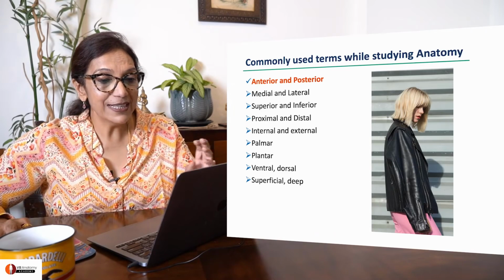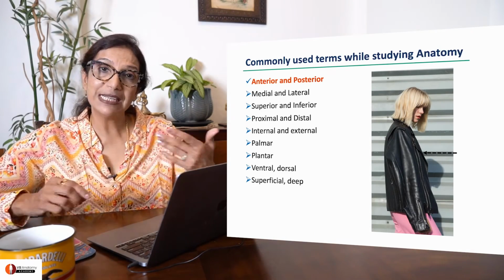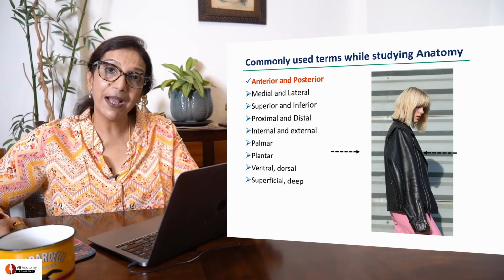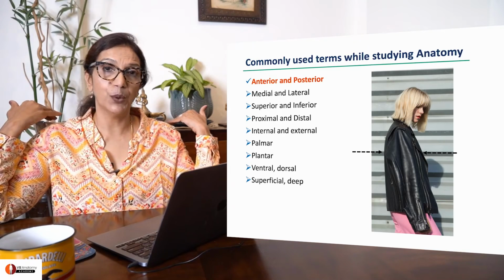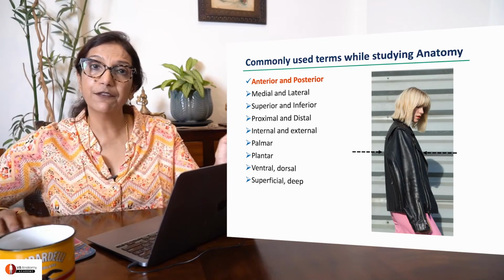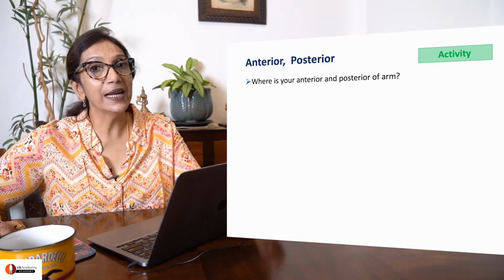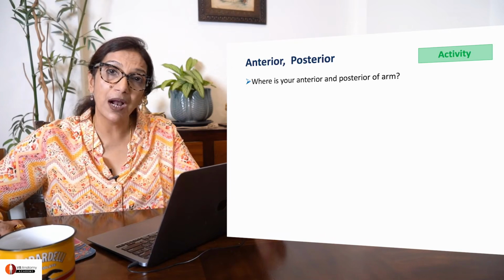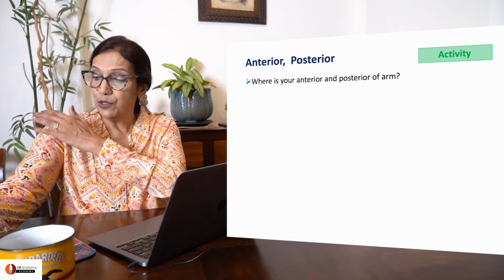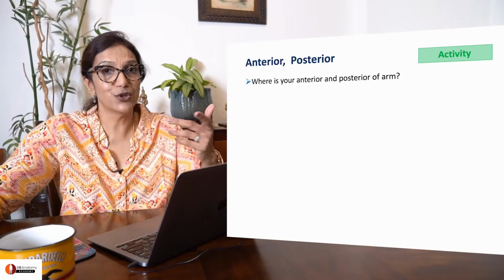Okay, so here's a lady. Anything to the front of her body is anterior. Anything to the back of her body is posterior. Anterior, posterior. This is a very relative term. So now can you point out the anterior part of your arm and the posterior part of your arm? This is my arm. So this part becomes anterior and this part becomes posterior. Got it?